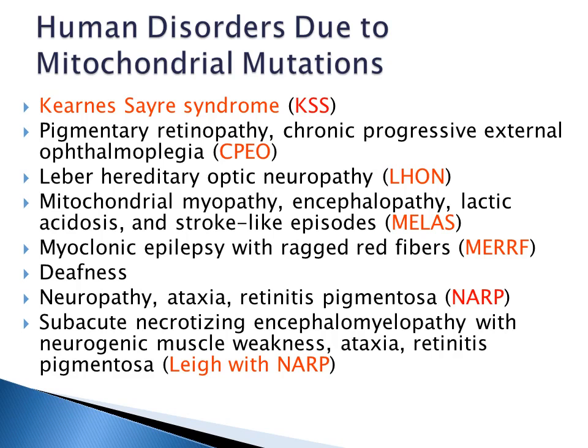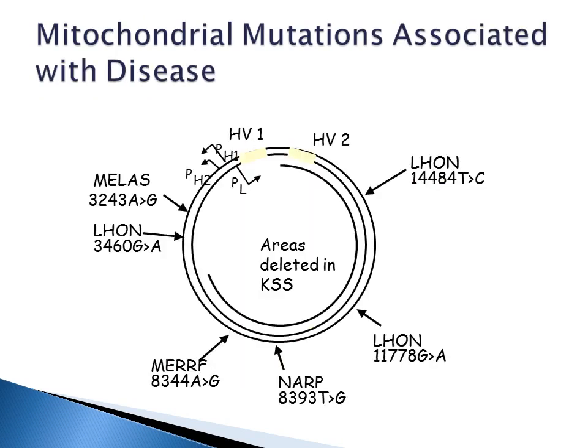Human disorders due to mitochondrial mutations include Kearns-Sayre syndrome, Leber hereditary optic neuropathy, myoclonic epilepsy with ragged red fibers, and deafness. There are numerous mitochondrial disorders. Here is a schematic showing the mitochondrial circular DNA and some of the mutations within the mitochondrial DNA that are associated with diseases.